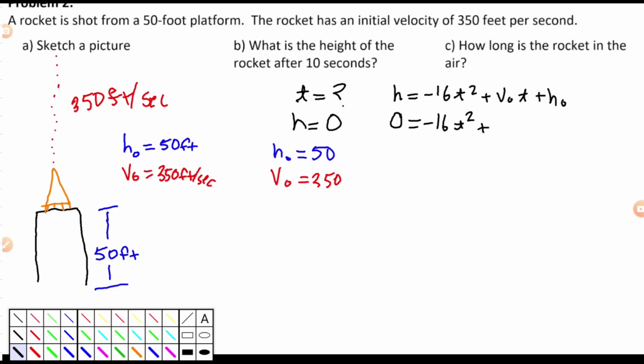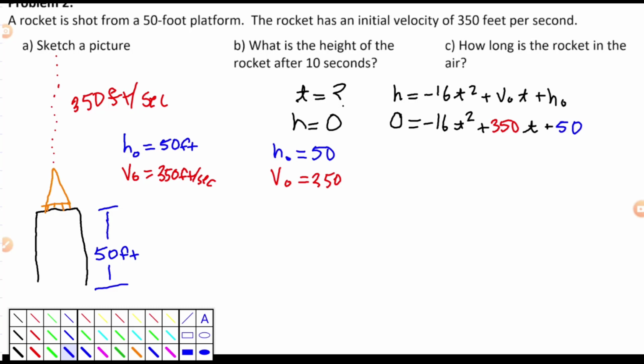Plus our initial velocity. We do know the initial velocity, which is 350 times t, and then plus my initial height. So then we're going to add in my initial height, which is 50. Okay, so there's your problem. So you're looking at that problem, and what should you be thinking? You should be thinking, how am I going to solve that?